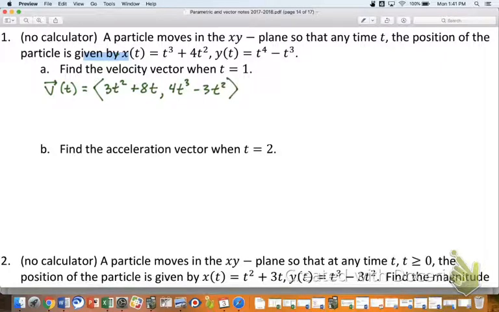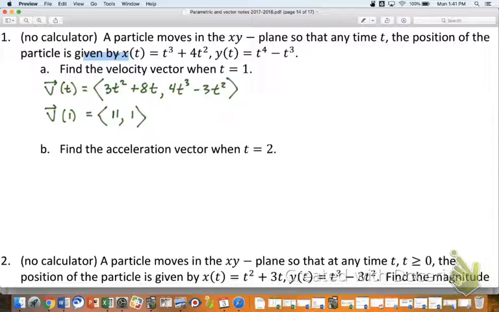And notice I'm using those pointy parentheses. There's probably a better name. If you use i hats and j hats, if you're used to that from physics, that's totally fine. But then to finally answer this, the velocity vector at t equals 1, we would just plug in a 1 wherever you see a t. So 3 times 1 squared plus 8 times 1 is 11. And then for the other one, it'd just be 4 minus 3. So your velocity vector would be 11, comma 1 when t equals 1.